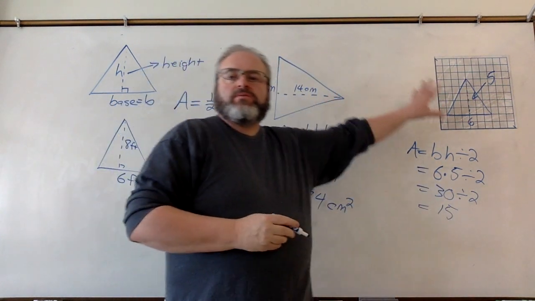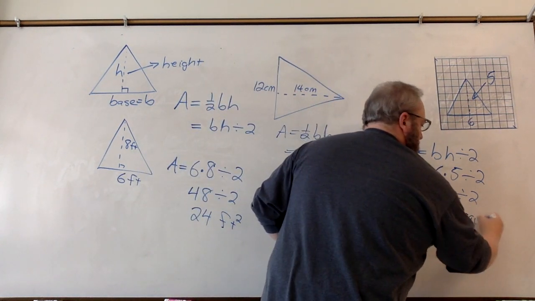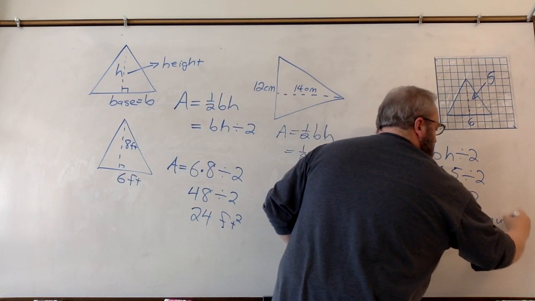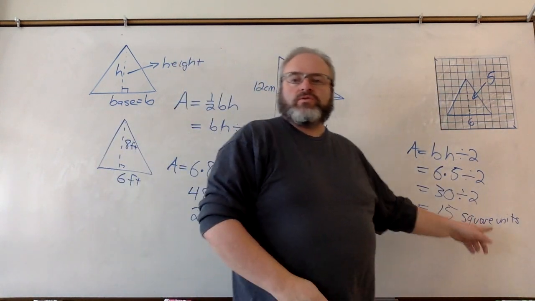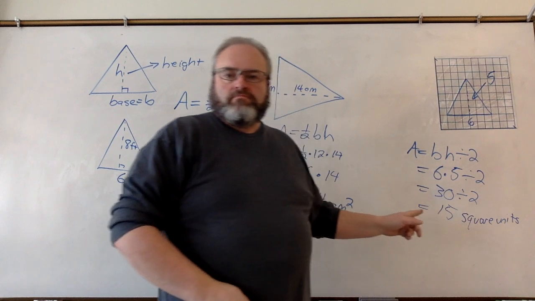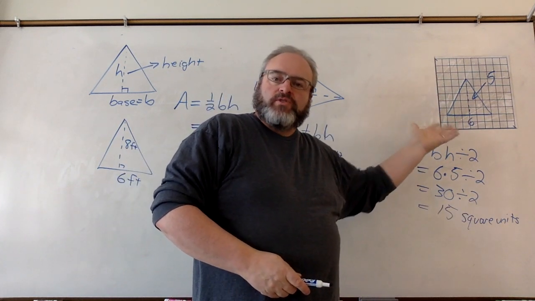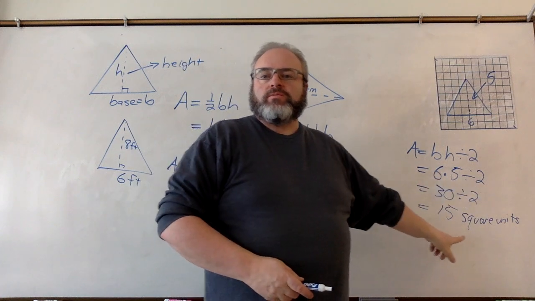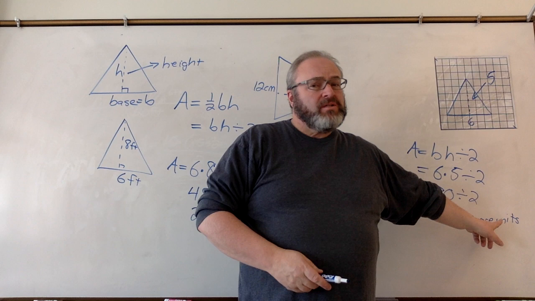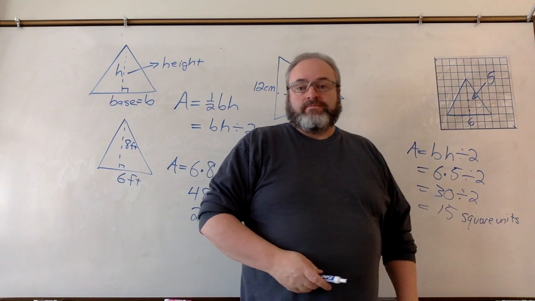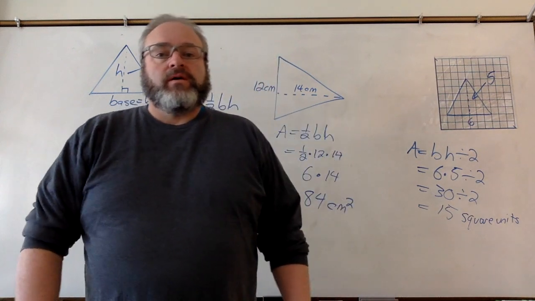And since we don't have any units here, what I'm going to write is square units. 15 square units. If we knew this was inches, we'd write square inches. If we knew this was feet, we'd do square feet. We don't know, so I'm just going to write square units. Units basically means we don't know what the unit is, so I'm just going to call it a unit. That is how you find the area of triangles.